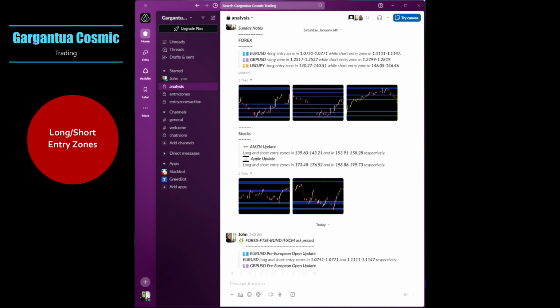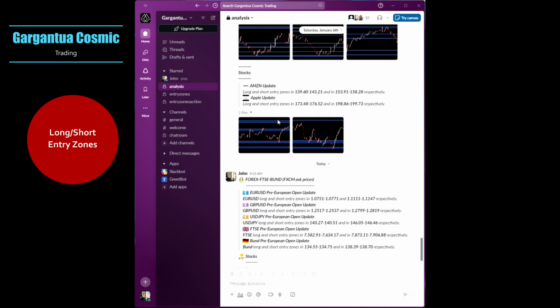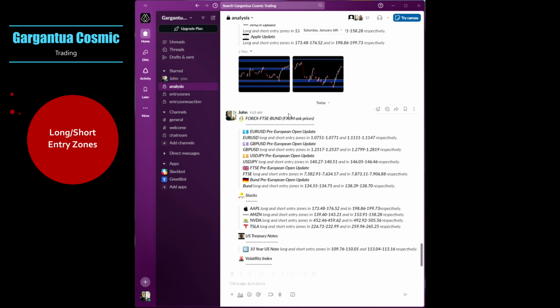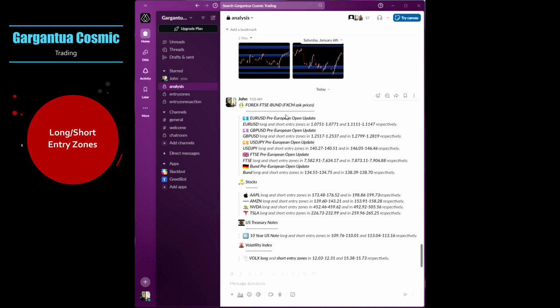We have two channels in the service where we post entry zones. The first channel is the analysis channel, and we post in the analysis channel every day before the European Open. In this channel we have long and short entry zones for forex pairs. This is Euro USD, GBP USD, USD JPY. We also have for FTSE, Bund, for some stocks, Apple, Amazon, Nvidia, Tesla, for the 10-year US note, and for the volatility index VOLX that FXM uses.